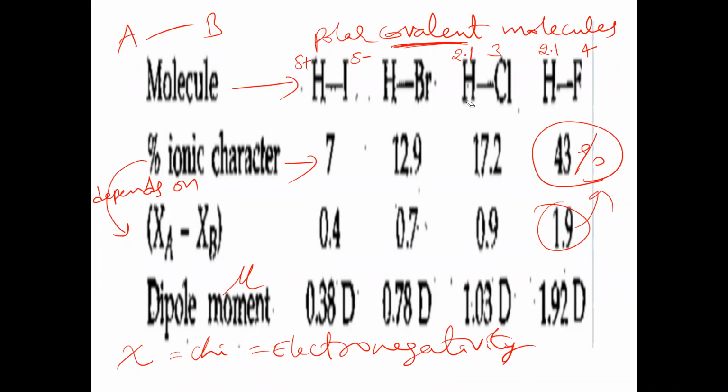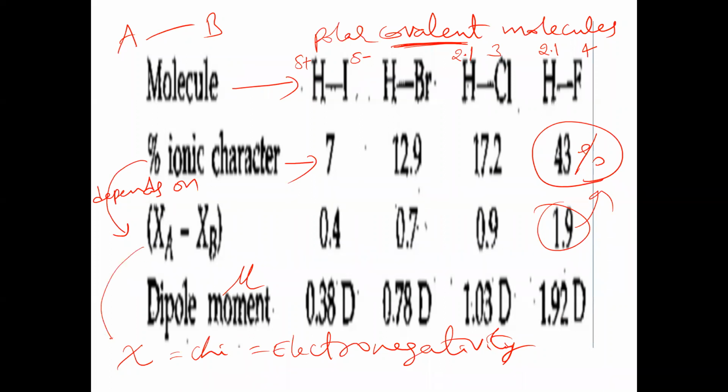1.03 D for HCl, 1.92 D for HF. Now, why is the dipole moment of HF greater here? Because of the greater difference in electronegativities. A greater difference in electronegativity indicates what? A greater dipole moment.